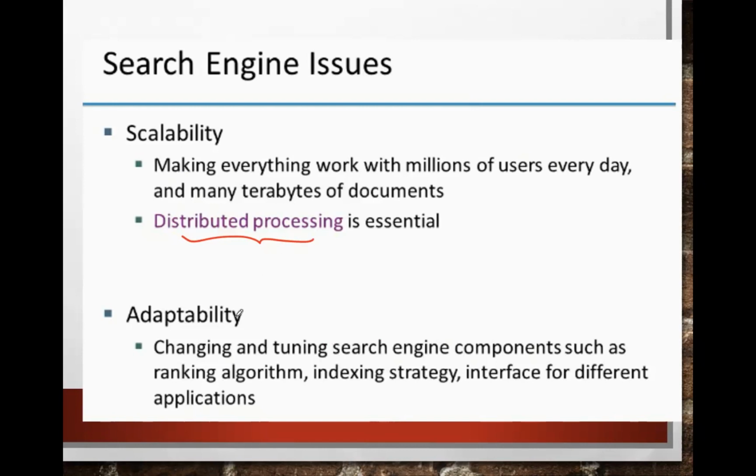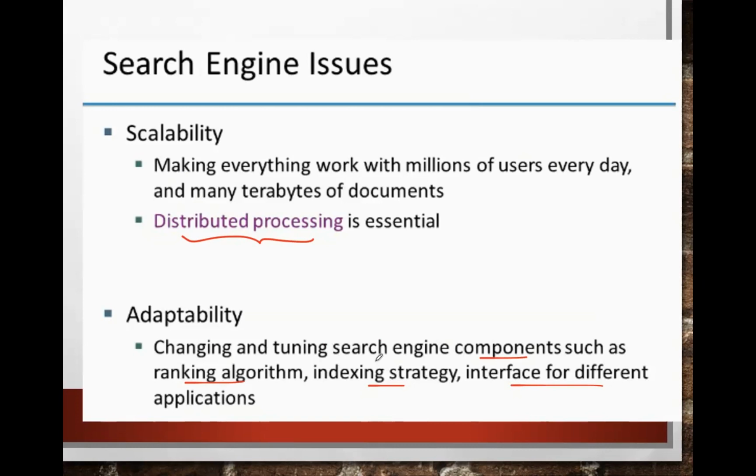Next, adaptability. Here it means changing or tuning the search engine components. So what are the search engine components? It can be the ranking algorithm, indexing strategy, or the interface for different applications. So that is again a big issue. Why do we need ranking algorithms? Query execution components use these ranking algorithms to rank the search results. So we are providing ranking to the documents, and based on the rank, we are retrieving those sets of documents to the user. The search engine provides those documents as a response to users. How does it do that? With the help of ranking algorithms.